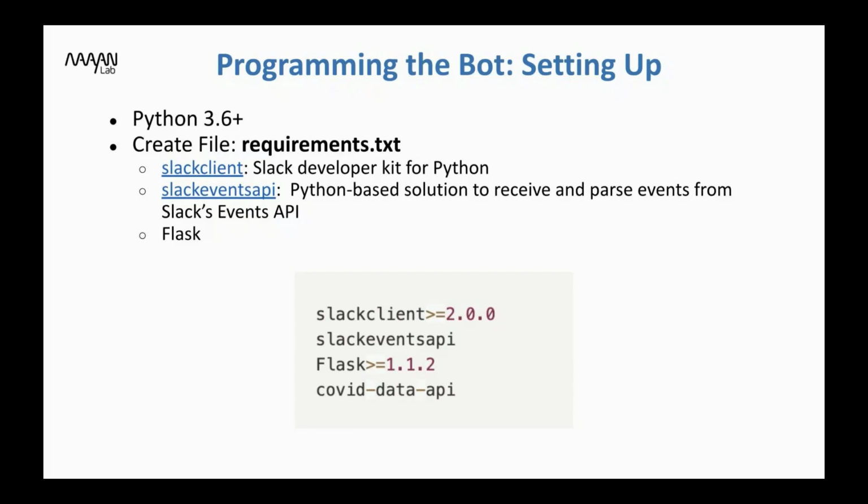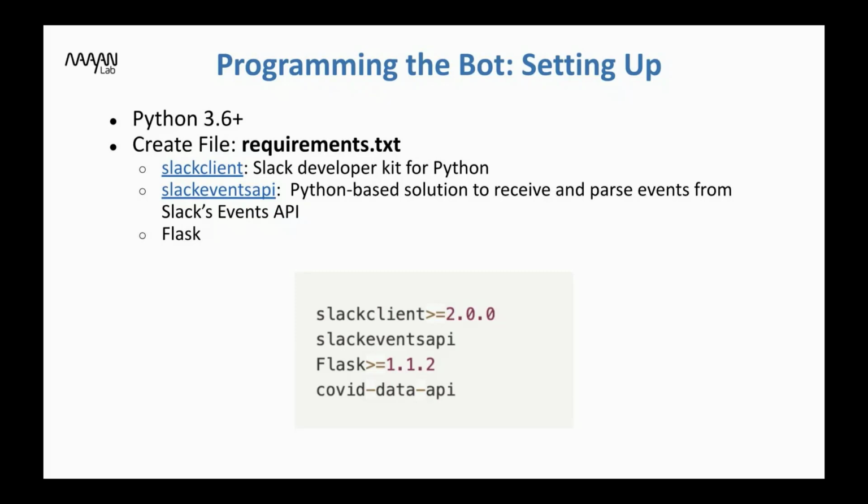But the first thing we're going to use is called Slack Client. And this is a developer kit for interfacing with the Slack web API on Python. And this basically just allows you to take advantage of the flexibility of Python to get your project up and running as quickly as possible.